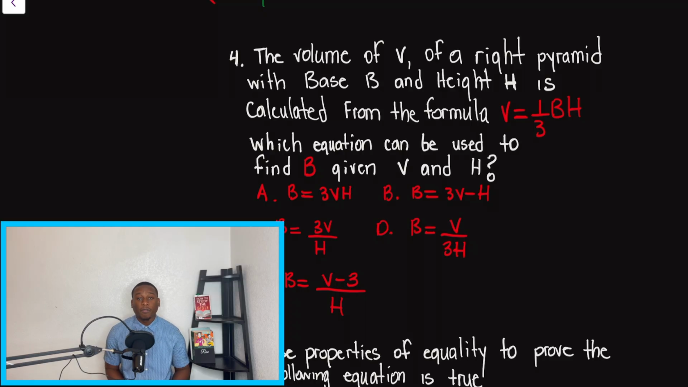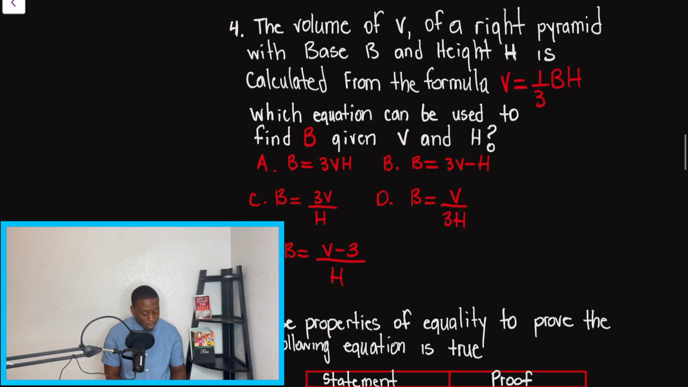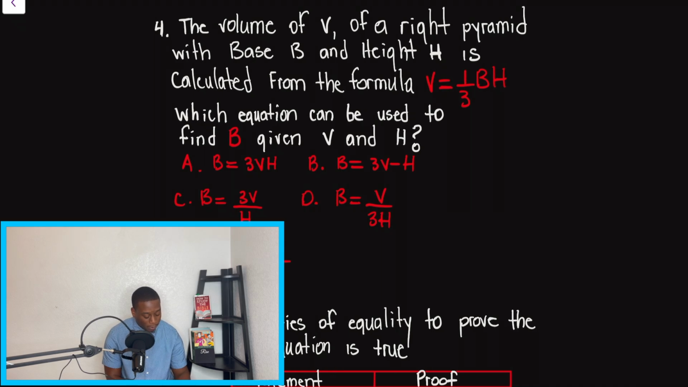On problem number four, they're asking us to rearrange the formula. There are no values for us to solve, but what we're doing is rearranging the formula so that it has B is equal to. So we're solving for the variable B. When we look at this equation, we have V is equal to 1 over 3 base times the height.